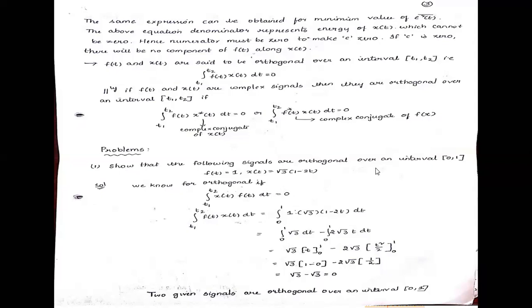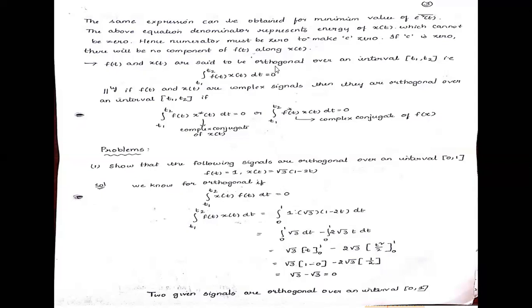What is the interval given? It is 0 and 1. That is t1 and t2. f(t) is given as 1. x(t) is equal to root 3 multiplied with (1 minus 2t). Okay.